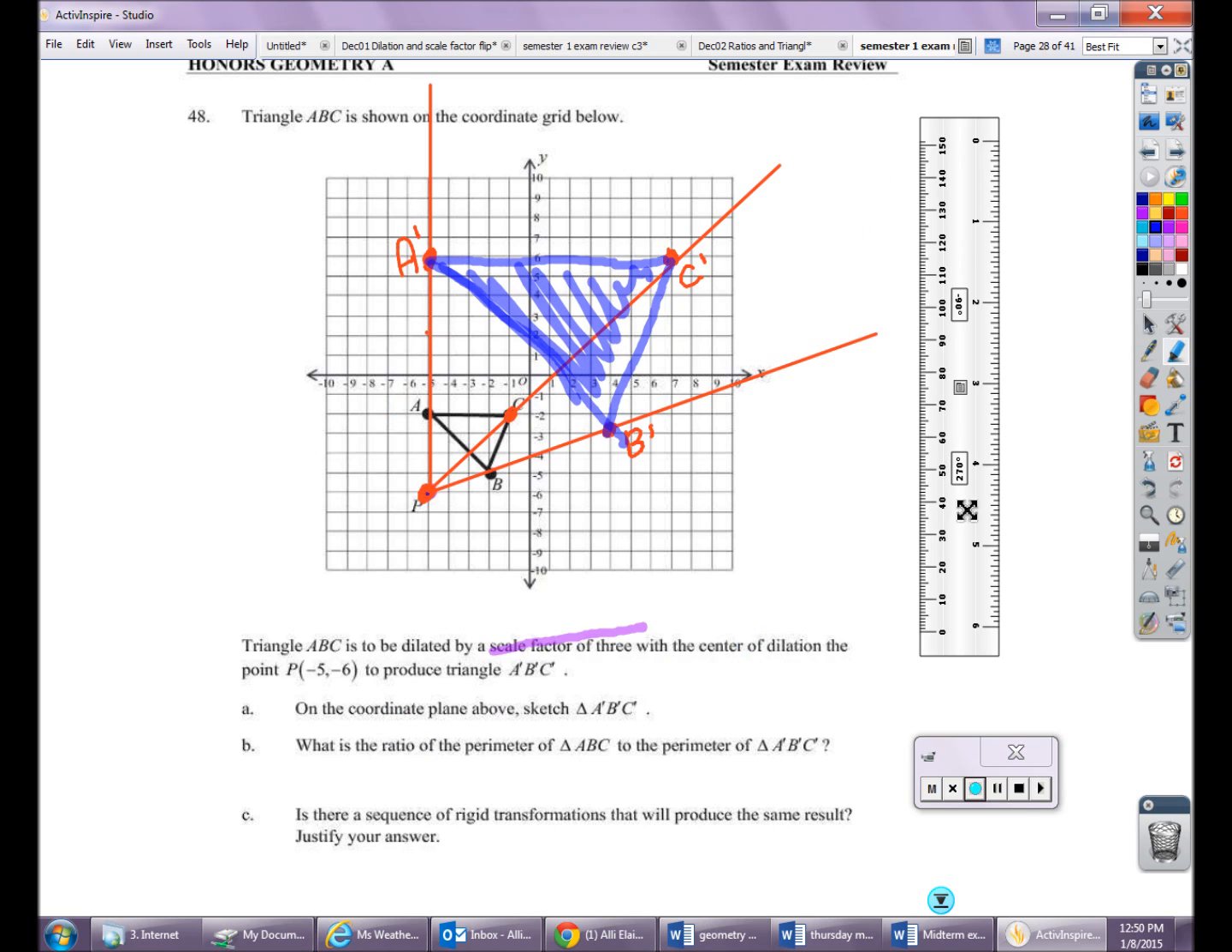So what is the ratio of the perimeter of triangle ABC to triangle A prime B prime C prime? All right. So if triangle ABC, let's say the perimeter of triangle ABC was, I don't know, let's make up a number and just say that the perimeter of this was 10. Then the perimeter of this one would be 3 times as big, which would be 30. So it is a 1-to-3 ratio.